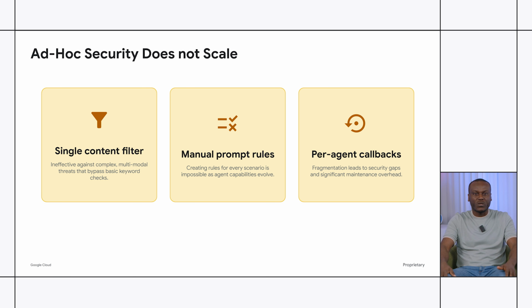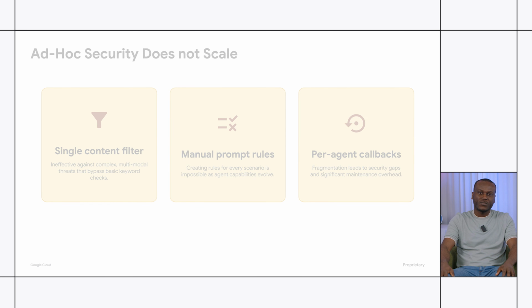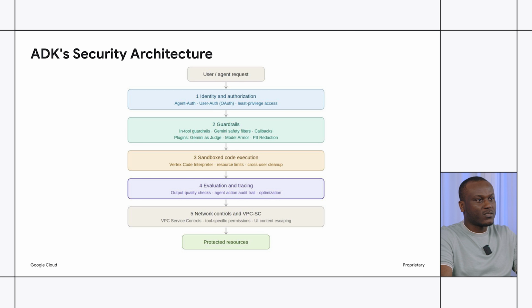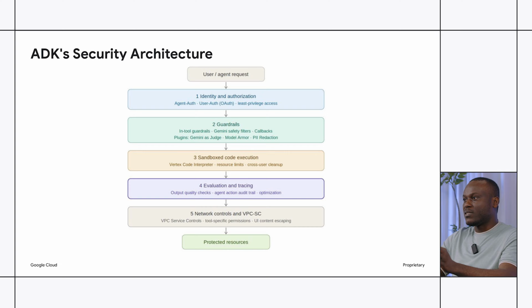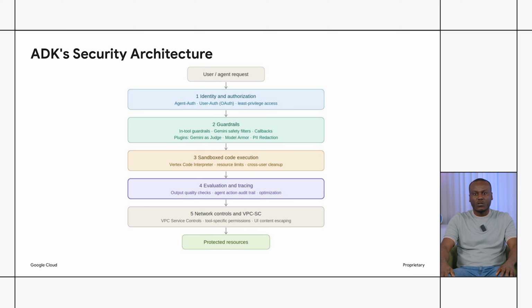What does ADK give me that I do not have today? Google's Agent Development Kit gives you 5 security layers built into the framework: identity and authorization, guardrails including the plugin system, sandbox execution, evaluation and tracing, and network controls. Not bolt-ons, built in from day one.